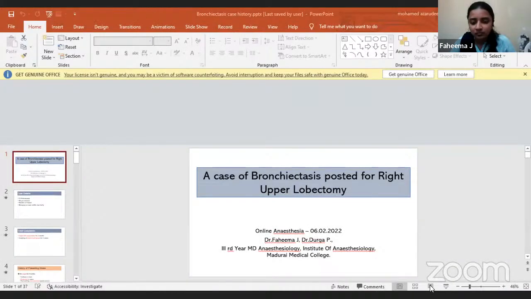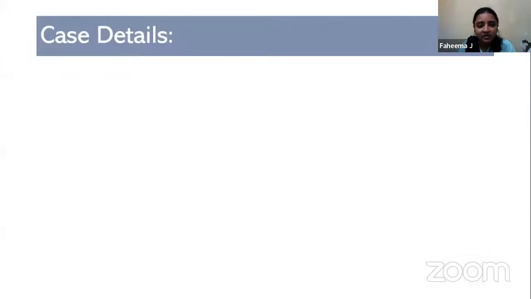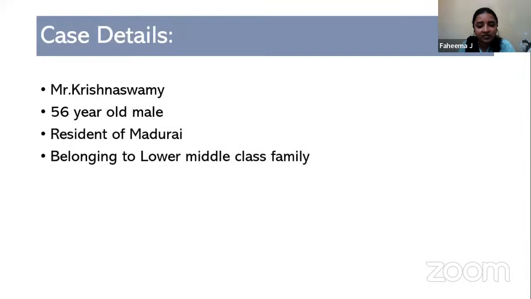Today I'm going to present a case of bronchiectasis being posted for right upper lobectomy. Case details. The patient is a 56-year-old male, Mr. Krishnasamy, a resident of Madurai, belonging to lower middle class family.